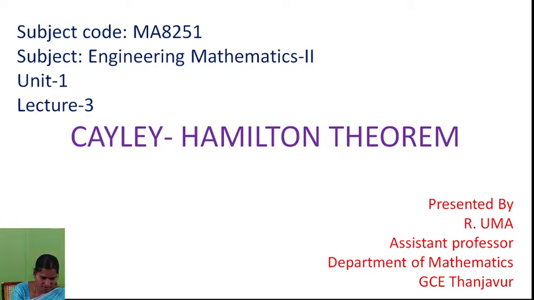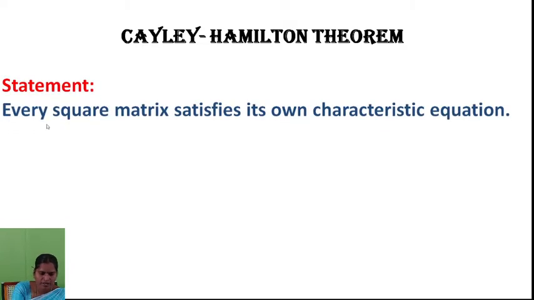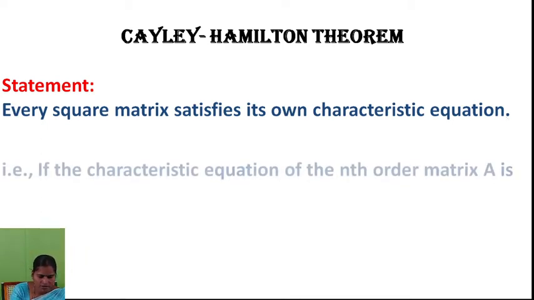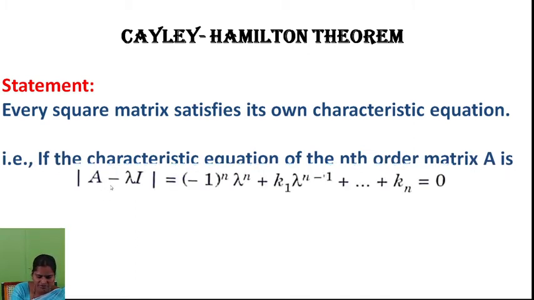Now let's come to the statement of the Cayley-Hamilton theorem. Cayley-Hamilton theorem statement: every square matrix satisfies its own characteristic equation. That means if the characteristic equation of a square matrix A is determinant of A minus lambda I, then the simplification of this determinant will be equal to the characteristic equation. In this equation, if we replace lambda by A, then also the equation will be satisfied. So this is what the Cayley-Hamilton theorem.